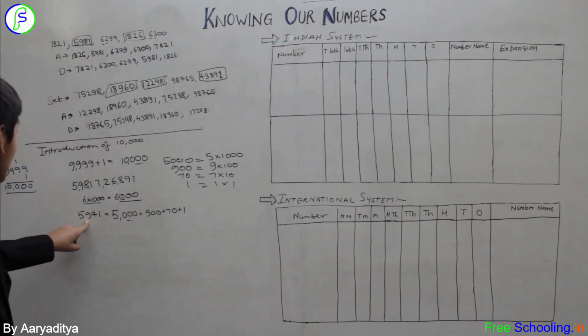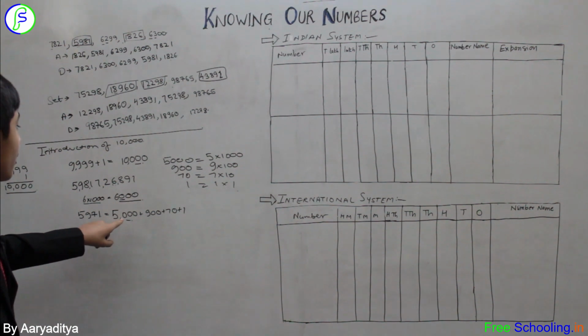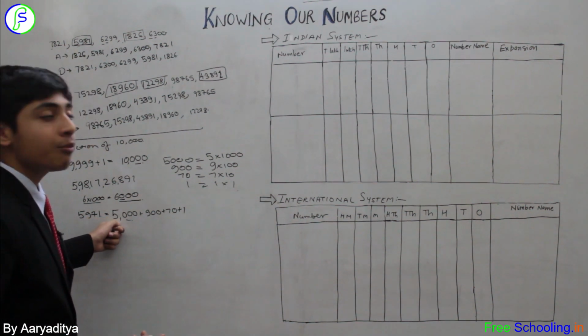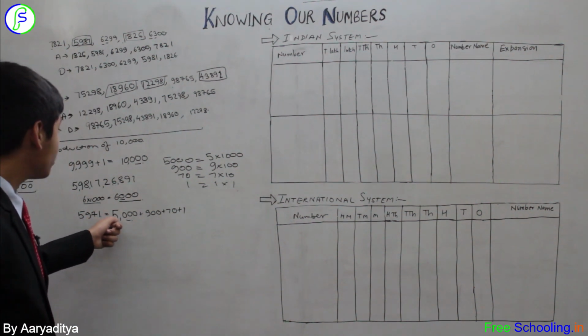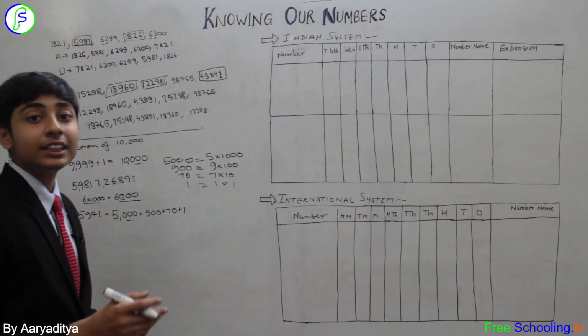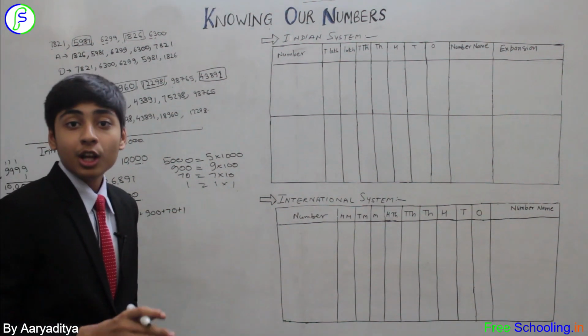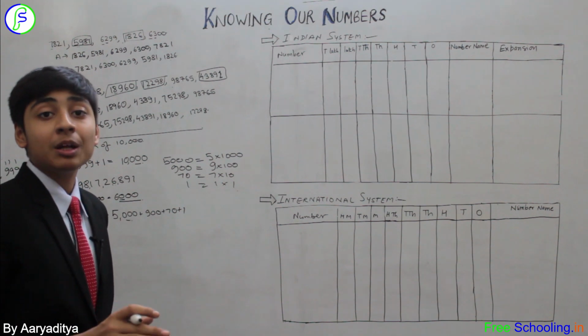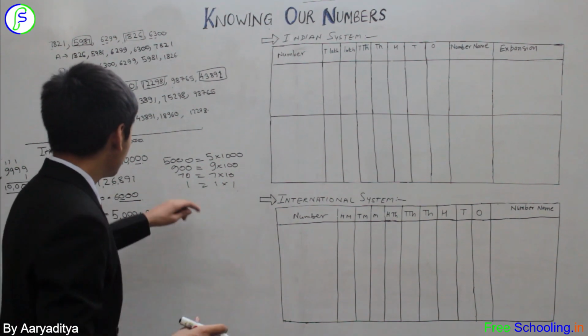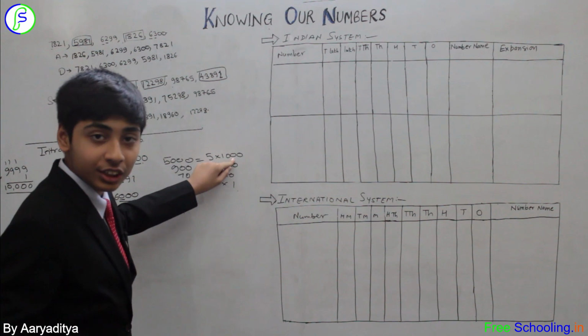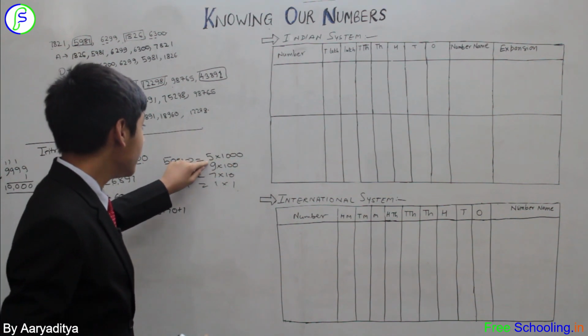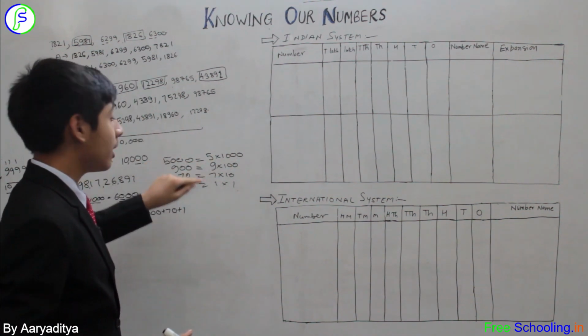Because the number 5 is at the thousands place, it is 5000. And what is the place value of 5? The position of the digit in the number multiplied by the digit itself is the place value of the digit.